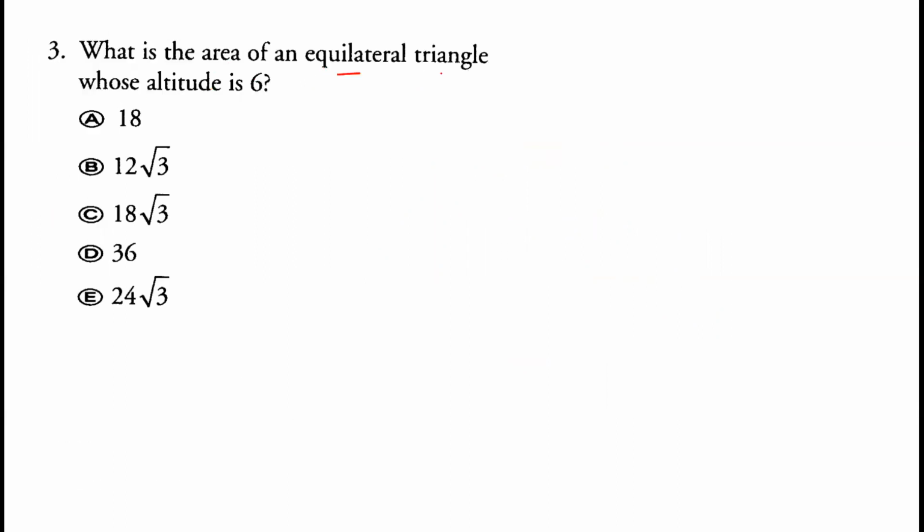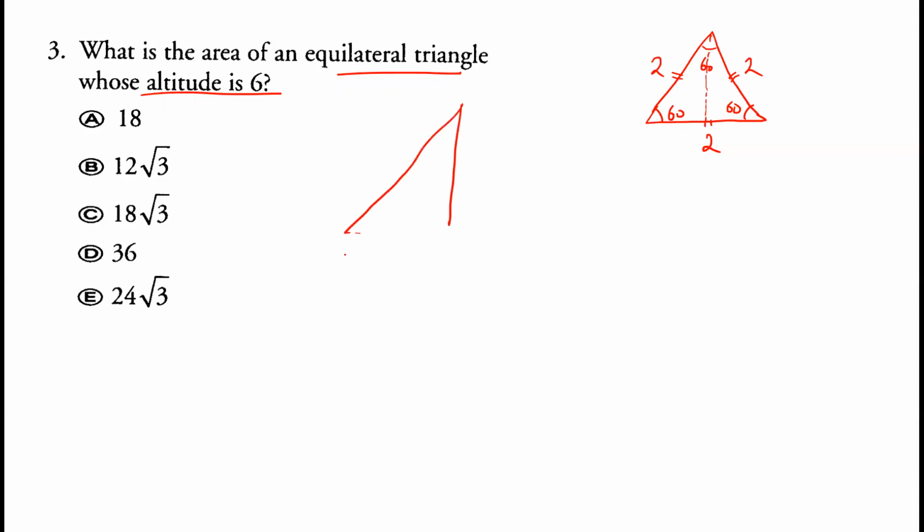Now, what is the area of an equilateral triangle whose altitude is 6? Now, before solving this question, I will be giving you certain concepts. So let's suppose this is your equilateral triangle. So each angle is 60 and each side is equal. Now let's suppose we take each side as 2 and we divide this angle from here into two parts. So we have this triangle over here. So this is 90, this is 2, and this would be 1. This angle is 60 degrees.